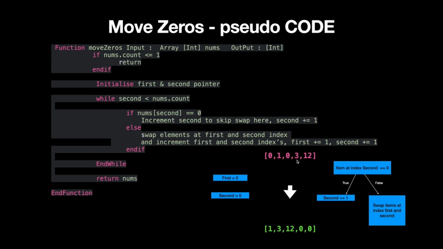So now second will become index 3, and first would be at index 1 only. So at index 1 we have 0. Remember we had swapped it, right? So at index 1 we have 0 and at index 3 we have 3. So we'll swap again. So 0 will come here and 3 will come here. Similarly, it will again move, second will become 4, and first will go to this element, which will again be 0, and then we'll swap again. So 1, 3 and 12 will come here, and 0, 0 will move to the end by swapping these first and second pointer elements.